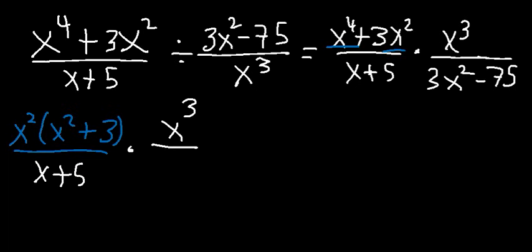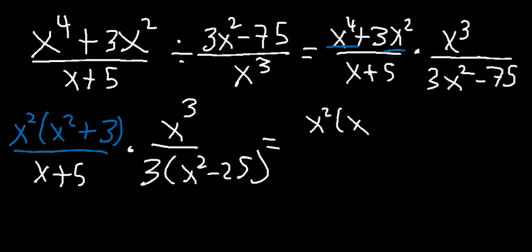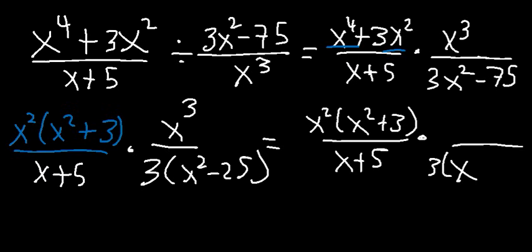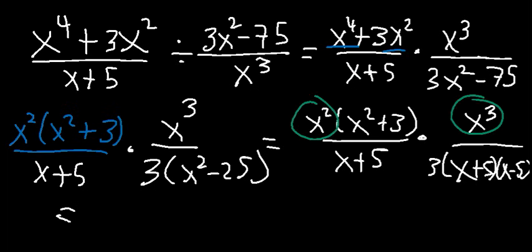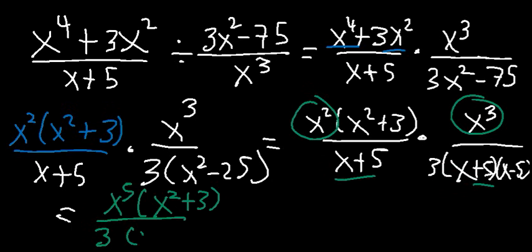However, in 3x squared minus 75, we can take out a 3, and it's x squared minus 25. So then what we have is this. We can factor x squared minus 25 into x plus 5 times x minus 5. Notice that nothing cancels in this problem, which is okay. We can still combine these two. x squared times x cubed is x to the fifth, and then we have x squared plus 3. On the bottom, we have a 3 and two factors of x plus 5, which we write as x plus 5 squared, times x minus 5. So all we can do is combine the expressions if nothing cancels.